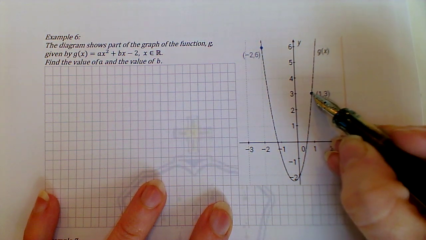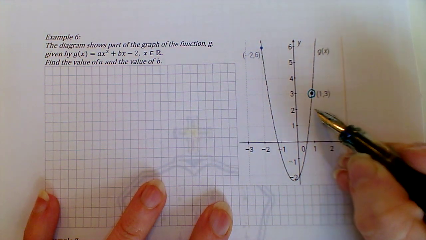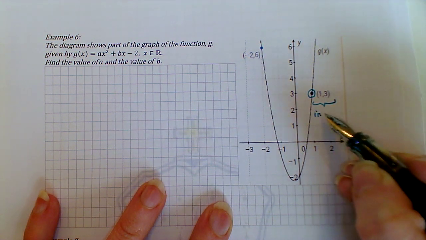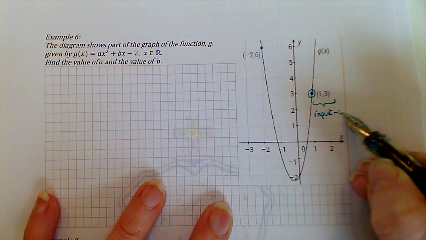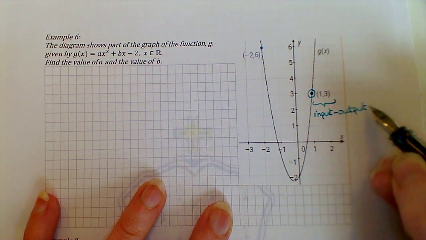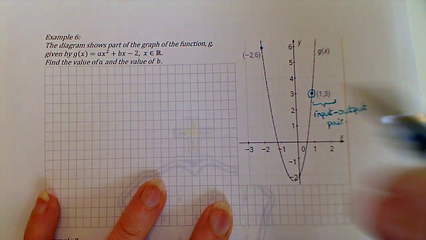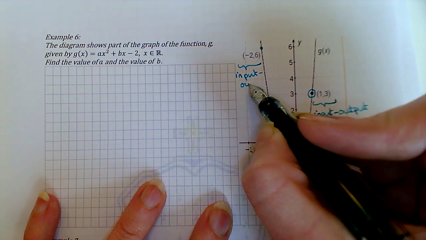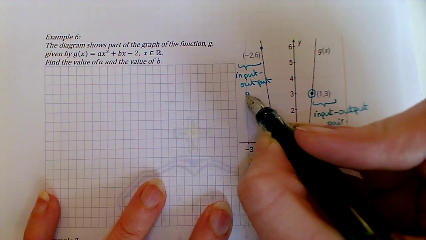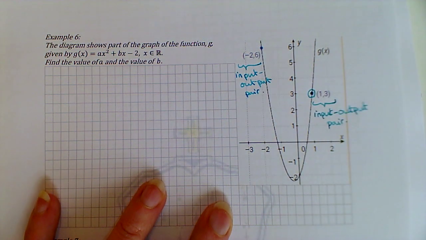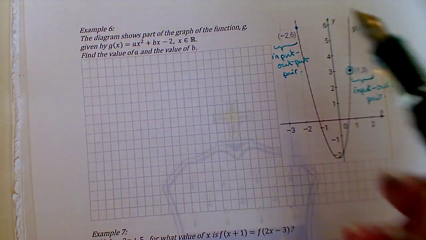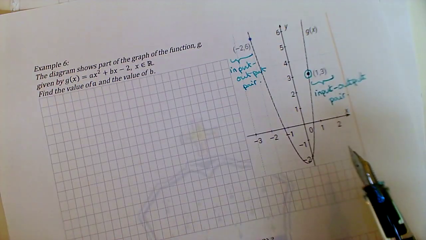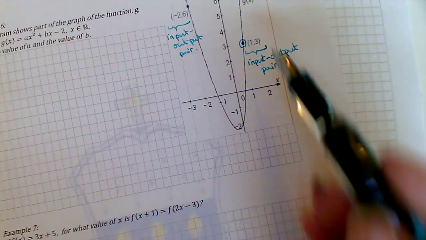And if I know a point that's on my graph, on my curve, that means that I know a matching pair of inputs and outputs. So this is an input-output pair. And so too is this. This is another input-output pair. And what this tells me is that when x is equal to -2, y is equal to 6. And this other point tells me that when x is equal to 1, y is 3.